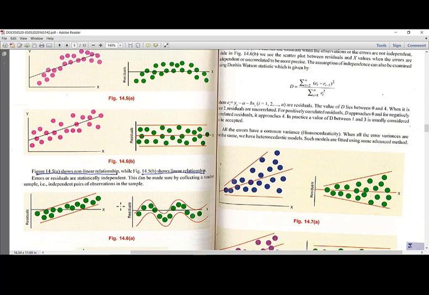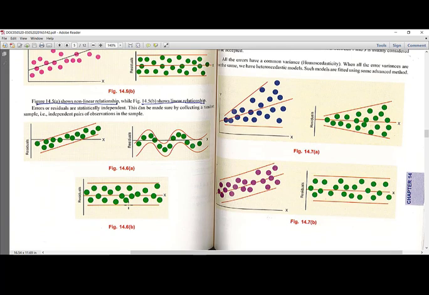Errors or residuals are statistically independent. This can be made sure by collecting a random sample, that is independent pairs of observations in the sample. And now you can observe this figure, residuals are shown along this vertical line and x values along the horizontal line. And this one, figure 14.6a, though here one can get the idea, these are not statistically independent. Residuals are not statistically independent in this figure as well as in this figure. But here in this figure, figure 14.6b, we can say the residuals are statistically independent.